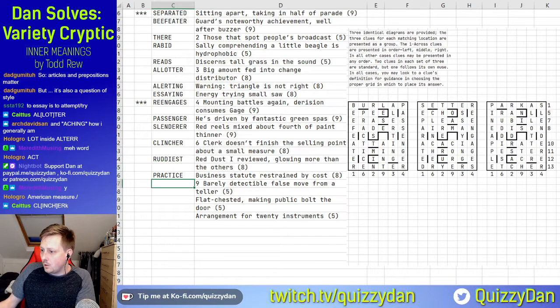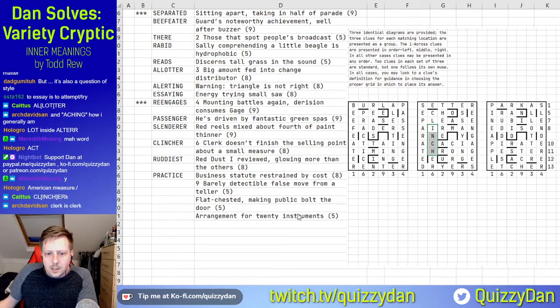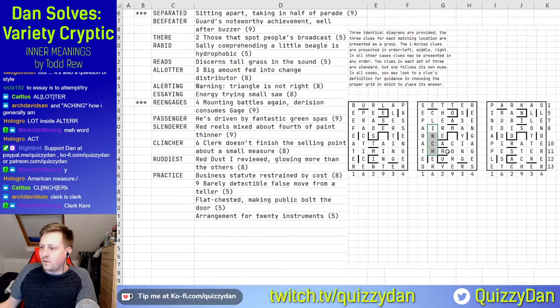9 down. Here we go. Barely detectable false move from a teller. That is faint because it sounds like F-E-I-N-T, but it is F-A-I-N-T, which is barely detectable. Flat-chested, making public bolt the door. Well, that's got to be latch. Bolt the door is latch.